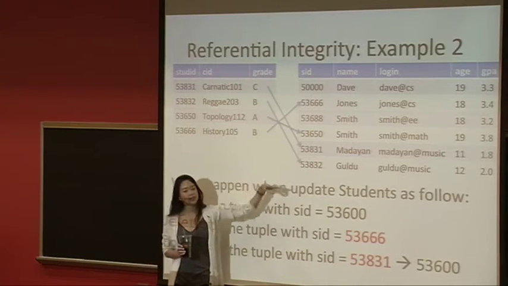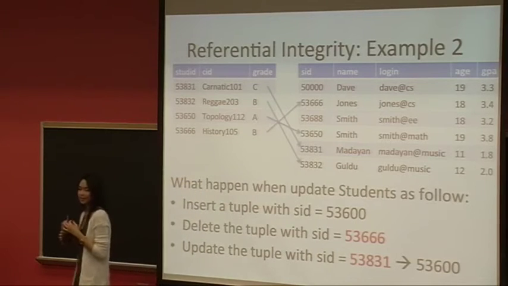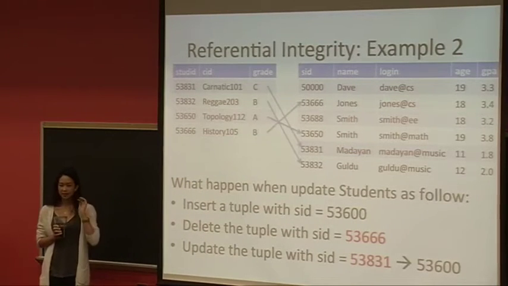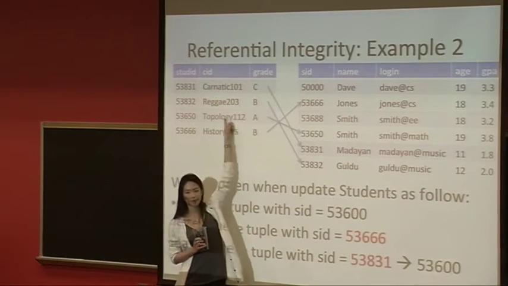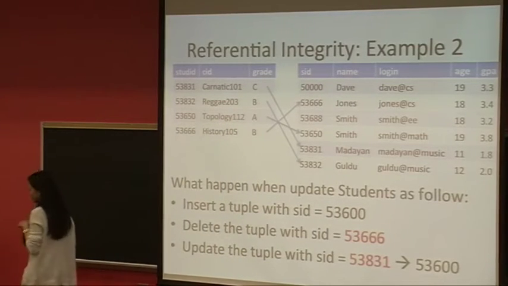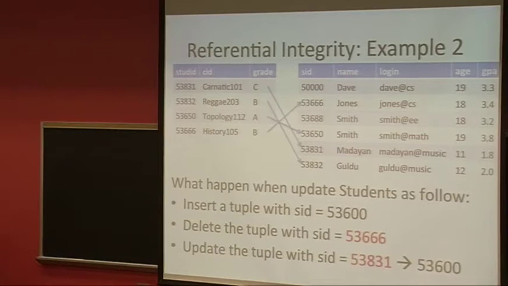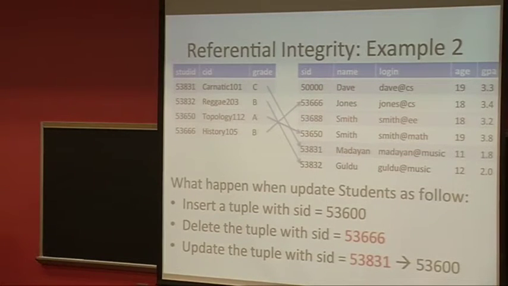But what if we change it to on update cascade? The entire hierarchy will be updated, right? So then when you change it, that part will change. So that's for an example. Okay. Any question here?